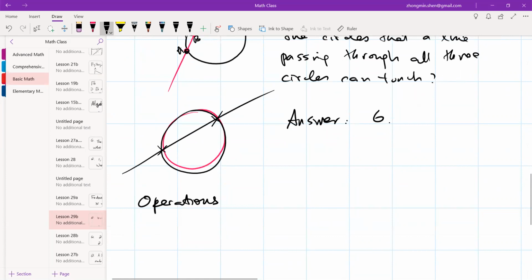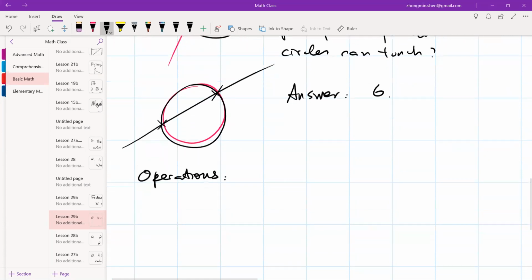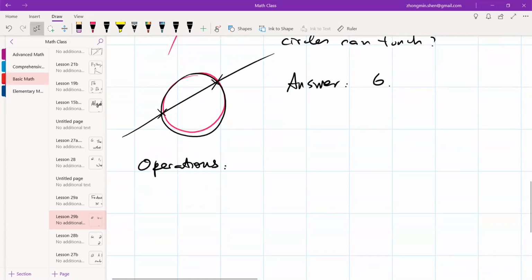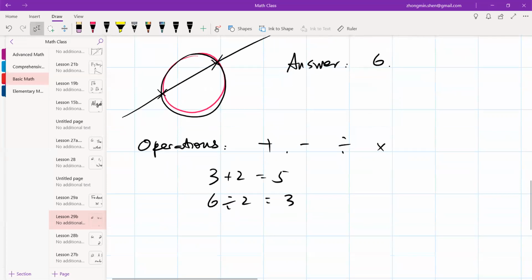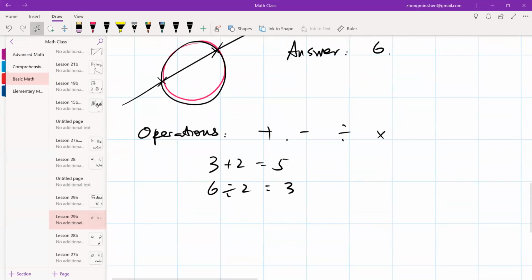In mathematics, what does operation mean? Well, we can define something. We already learned plus, minus, division, multiplication. Those are called operations. So 3 plus 2 equals 5, and 6 divided by 2 equals 3. For example, we human beings define 4 operations. But you can also use those 4 operations to define new operations.